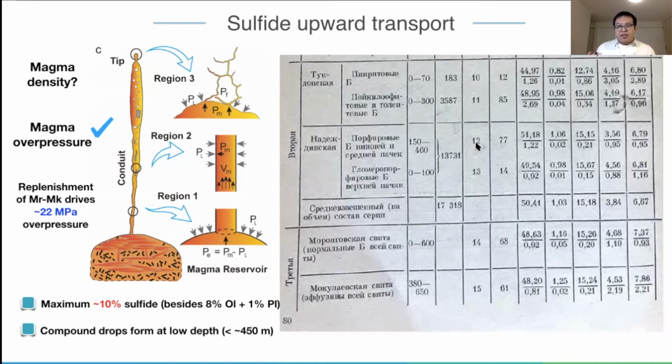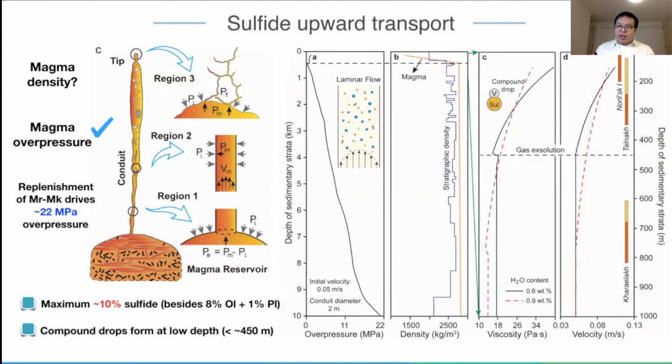So I calculated the volume of the MR-MK flood basalt from all the Russian papers, and their replacement into the magma chamber will drive maybe 22 MPa of magma overpressure. And I calculated the change of the magma overpressure during upward transport. We can see that besides 8% of olivine and 1% of feldspar, this magma can still carry less than 10% of sulfide. This 10% of sulfide can also form the ore deposit.